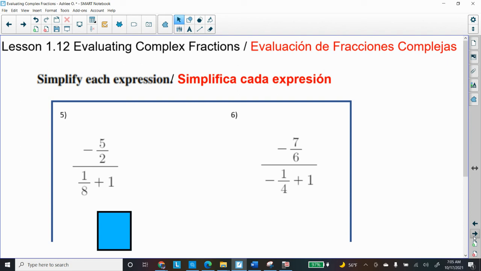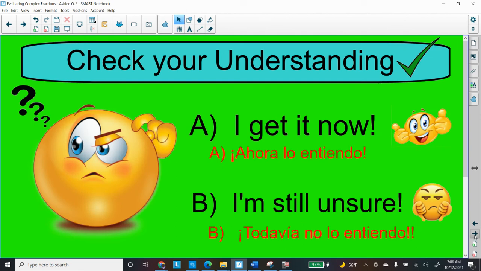Here's a couple more examples I'd like to see you do, so take a look at them, see if you can get the right answer. We'll go over it in class. And I hope you understand what's going on. If you're not sure, rewatch the video.